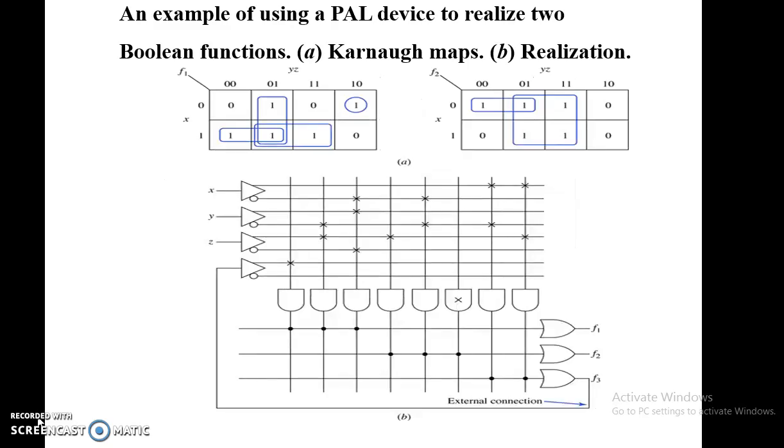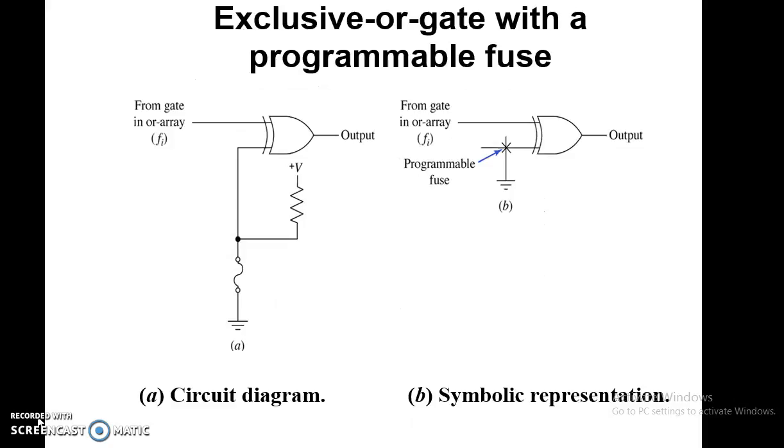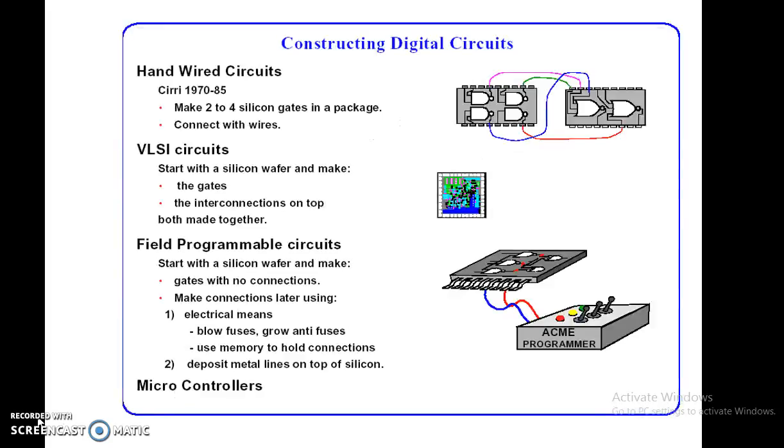An example of using a PAL device to realize two Boolean functions using Karnaugh map and realizations. Exclusive OR gate with a programmable fuse. Having inputs from the gate array. The output is nothing but the output terminals. The circuit diagram and symbolic representations are given.